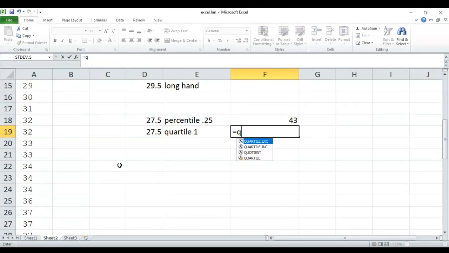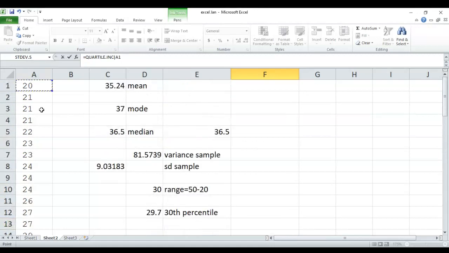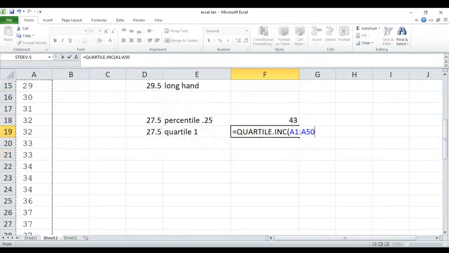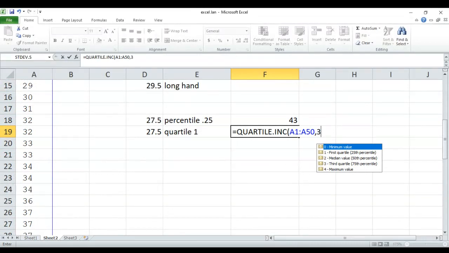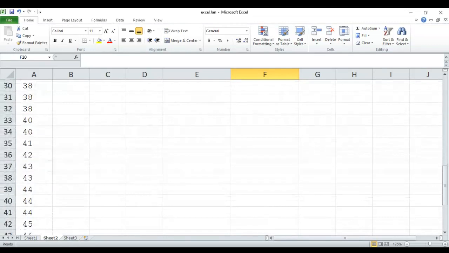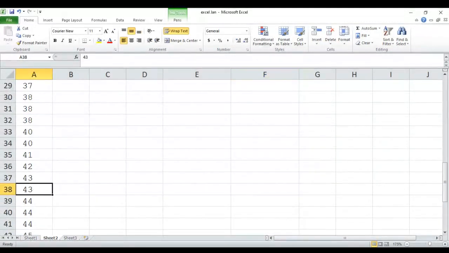Or you could do equal quartile, including, take all your numbers, and then in this case you would put 3. The third quartile, if you look at 75%, so then you would just type in 3 and you should get the same answer. So the score of 43, 75% of the scores over here should be below or including 43.